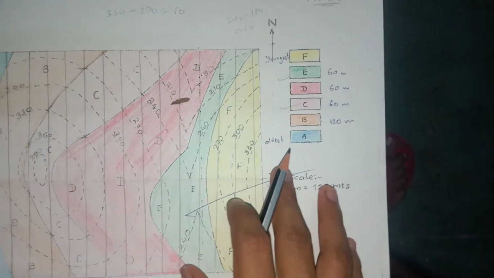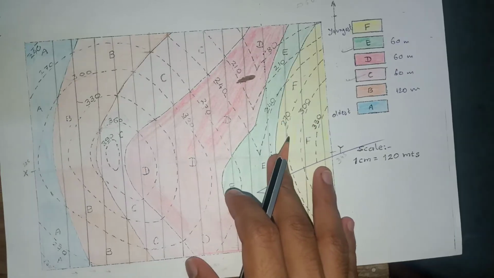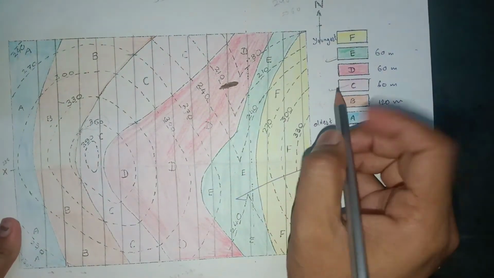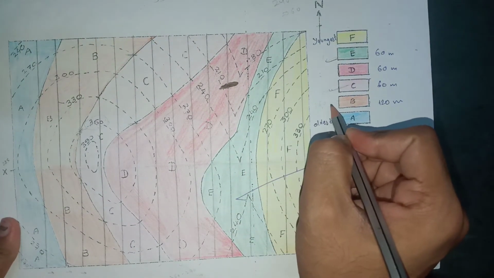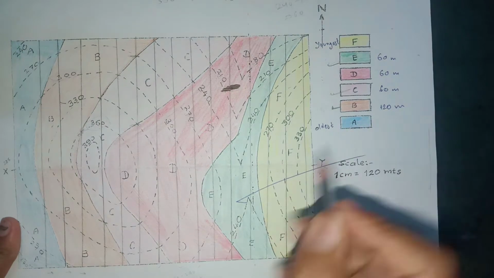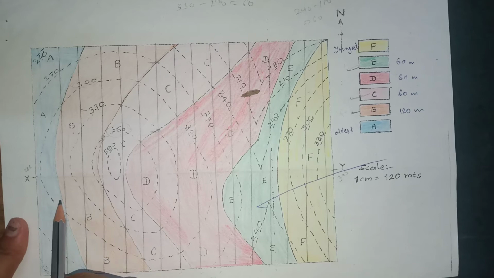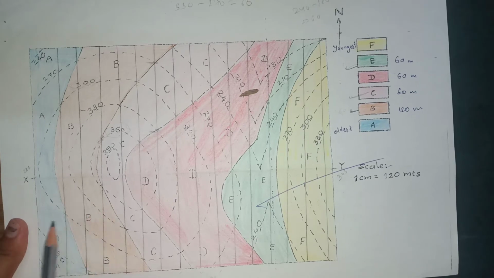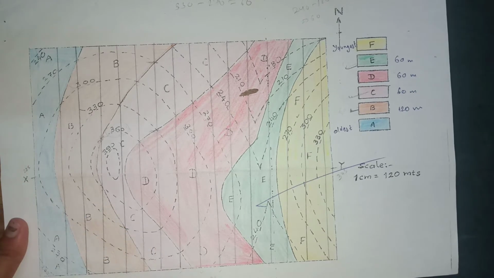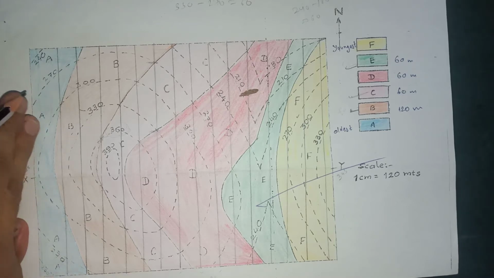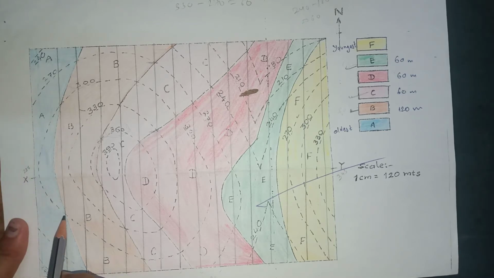Now in this map, the thickness of B bed is difficult to find, because if we look at the strike lines here, none of these strike lines are cutting this continuous bed at the lower point and at the upper point.